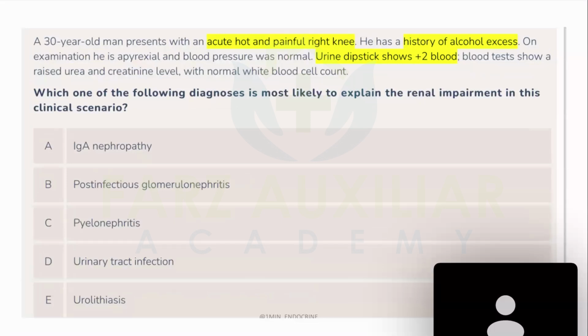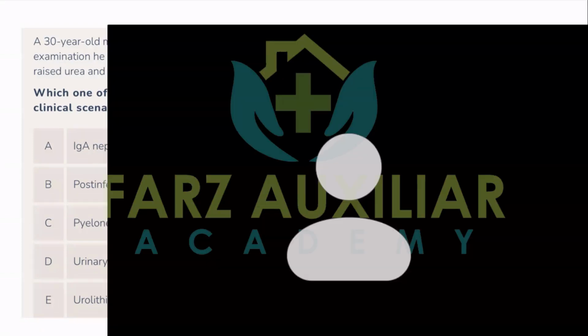Okay. This is another question which requires some thinking. Not a usual memory-based question. So first you have to find out what the man is suffering from. Only then you will get the answer, that is, what diagnosis is most likely to explain it. Acute hot and painful right knee with a history of alcohol excess in a 30-year-old man who is otherwise apyrexial. So what is the cause here?